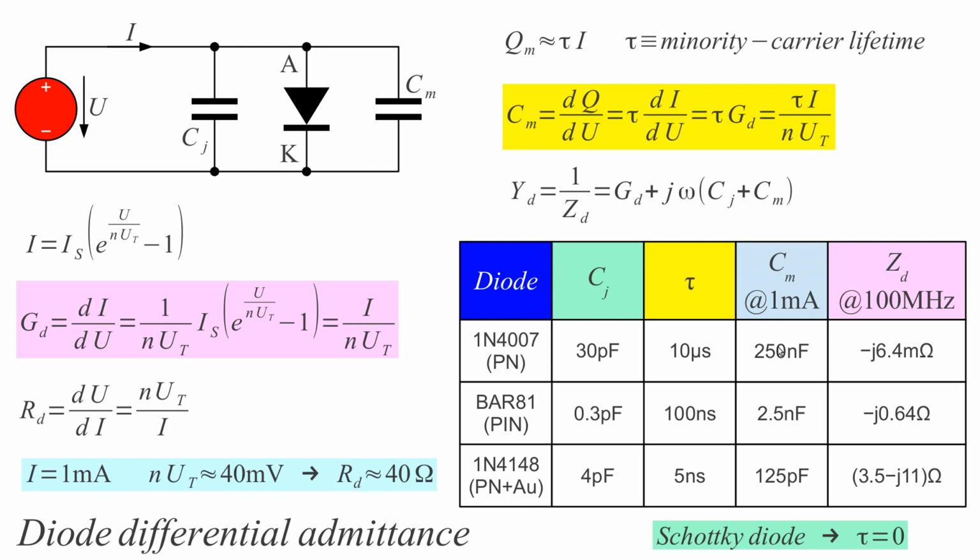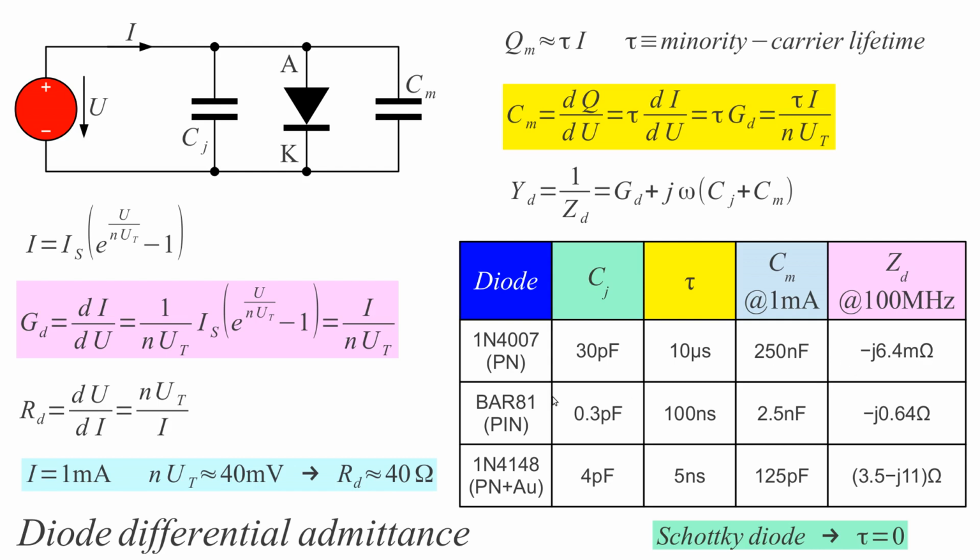At 100 megahertz, the differential impedance of this diode is, of course, because of this very huge capacitance of minority carriers, very, very low. It's milliohms. So this is practically a closed switch here.